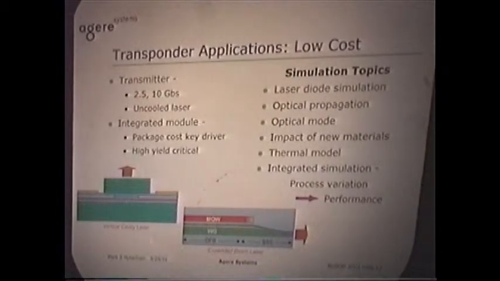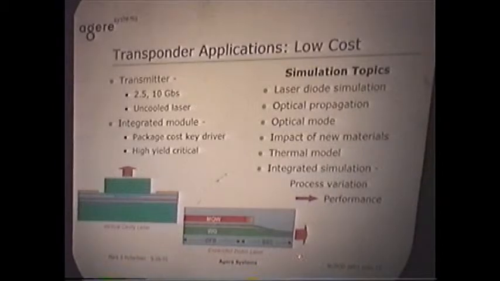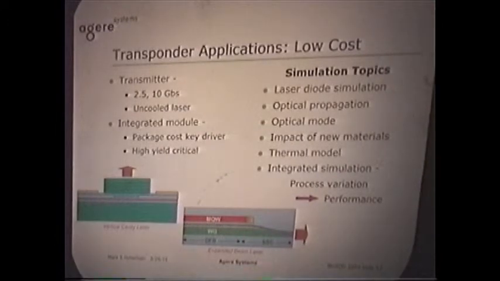Let's see if it delivers; that's what it's supposed to be about. Alternatively, since we're an edge emitting crowd, we start looking at things like spot size converters, which allow us to blow up the beam and ease the alignment issues, which can be a significant cost issue. Again, a more complex technology, so we can drive down package costs. From a simulation point of view, all the same tools are needed. I won't repeat them. I will stress that one of the things we do is exploit new materials.